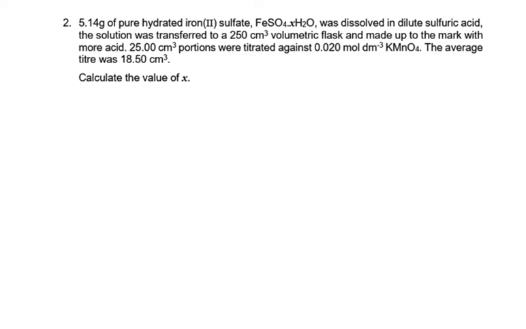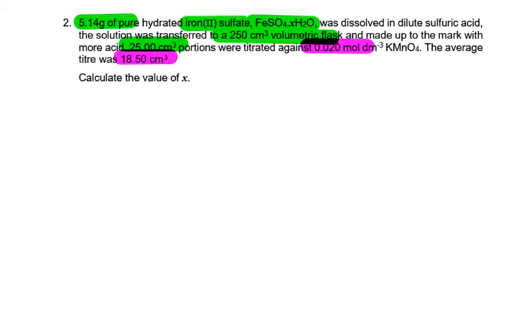In this example, quite a lot of information. Let's have a look at the question. So we have a certain amount of iron 2 sulfate. We can see that this is a hydrated salt with a certain number of waters of crystallization in it, and we're making it up to 250 in a volumetric flask and taking 25 centimetre cubed portions of it, and we're reacting it with a known concentration of manganate, and we've been given the average titre.